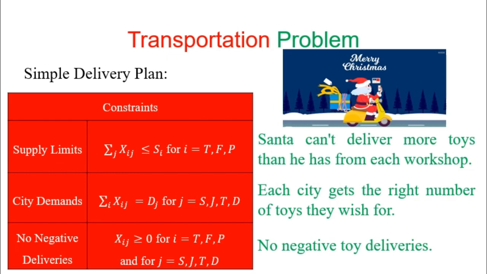And lastly, we have non-negative deliveries. That is the non-negativity condition. So your xij, that is the total number of quantities from the ith origin to the jth destination, cannot be less than 0. It has to be greater than or equals to 0. Where i can take three values, that is your three workshops, and j can have the values of the four different cities. I hope this is clear to all.